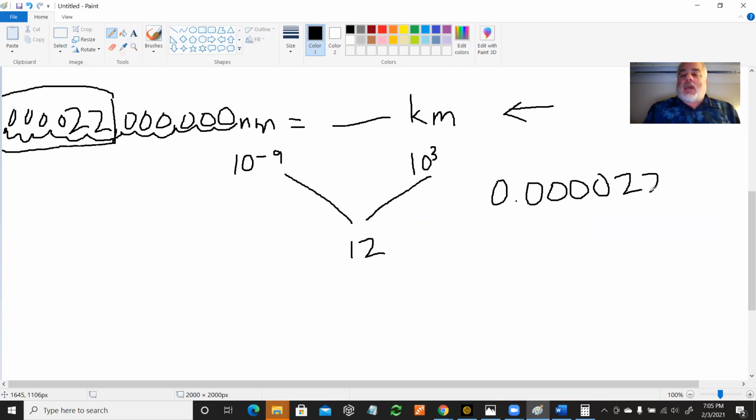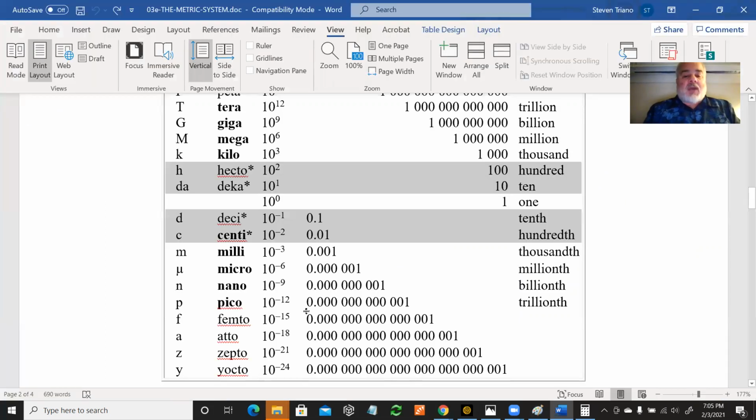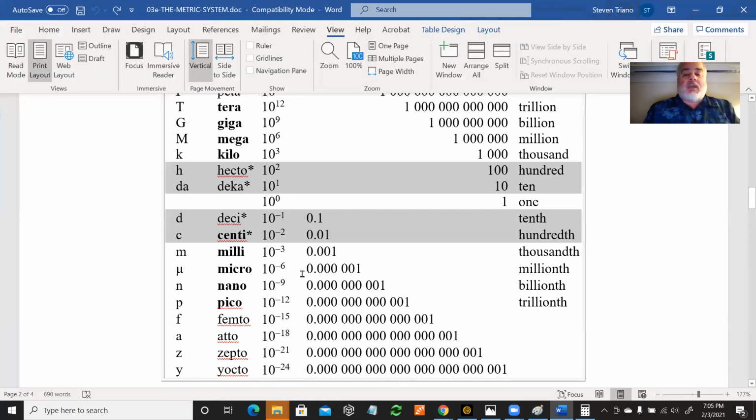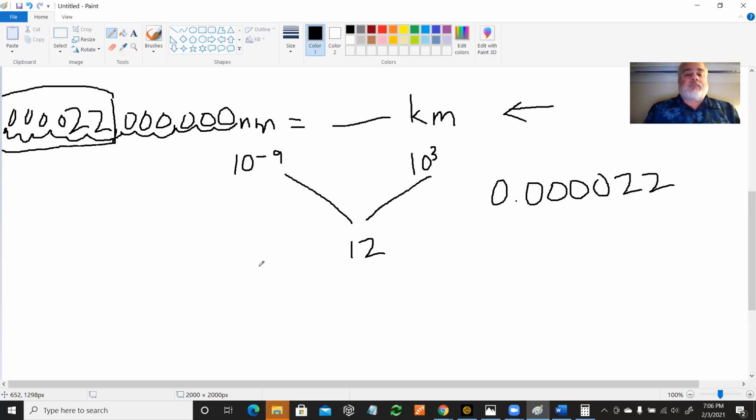Now, had I warmed up a little bit, I probably wouldn't have used nanometers. I would have used micrometers. Or maybe I would have used millimeters. Let's try it with millimeters. What would it be with millimeters? The same thing, 22 million millimeters to kilometers. How many kilometers is 22 million millimeters?